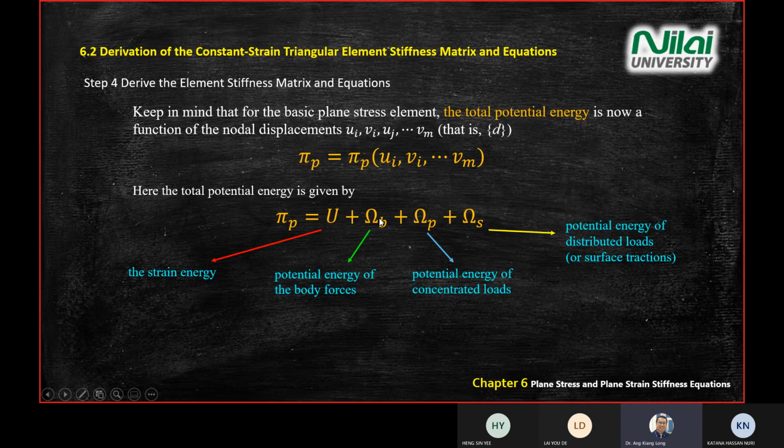The system will always start with its original strain energy. Then if you have a gravitational force, then you have a body force. Then if you have a concentration load, then you calculate the third term. If you have a distributed load, then you add in the fourth one. So this is the total potential energy inside the element. This equation is also used inside ANSYS to calculate the potential energy, the strain energy, in the calculation. So this is the general equation that we use.